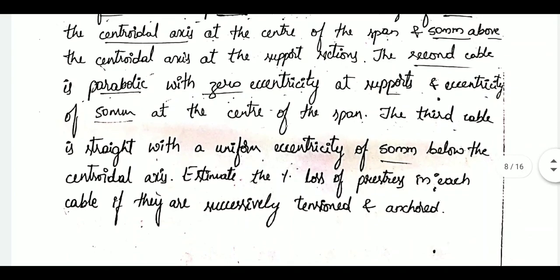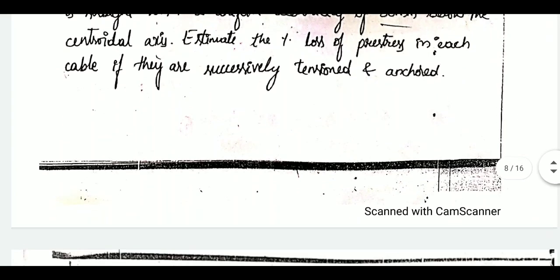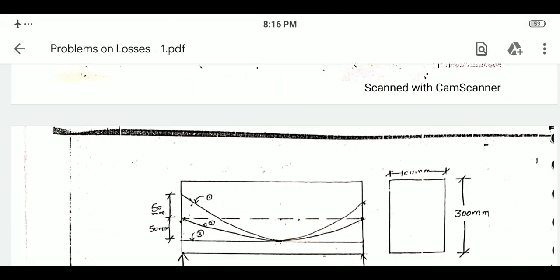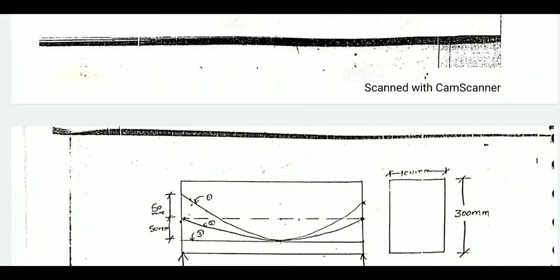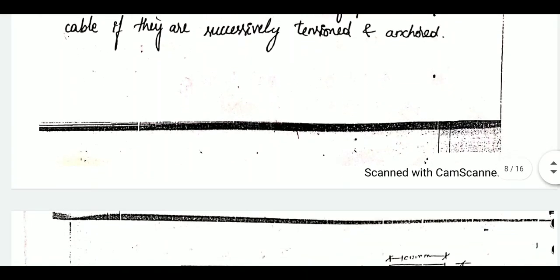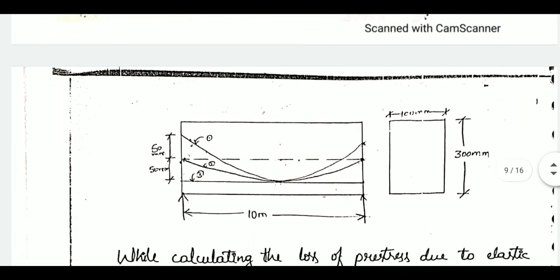The second cable is parabolic with 0 eccentricity at supports and eccentricity of 50 mm at the center of the span. So second cable we have 0 eccentricity, that is it coincides with the centroidal axis, and at mid span it is 50 mm of eccentricity, and third cable is straight with a uniform eccentricity of 50 mm below the centroidal axis. Then third cable is straight one. The span is 100 mm. We have cross section of 100 by 300.